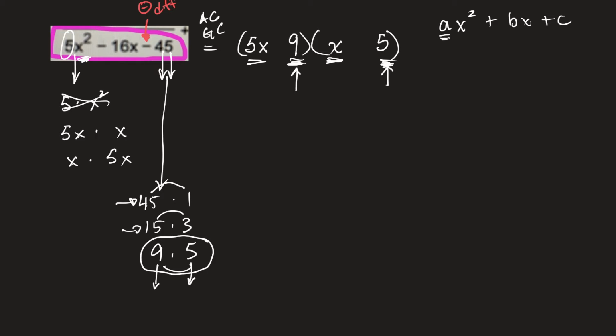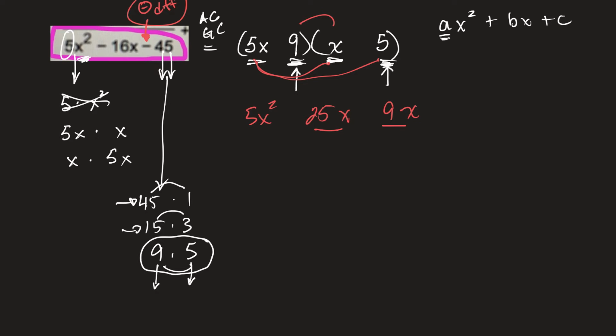Okay, so let's multiply this out and check what we come up with. 5x times x is 5x squared. 5x times 5 would be 25x, and then 9 times x would be 9x. Now I'm looking for a difference, and I look at 25 and 9, and sure enough, the difference is 16. So I know I've guessed the correct numbers, and they're in the right spot. Now it's just a matter of putting in the signs in the correct spots.